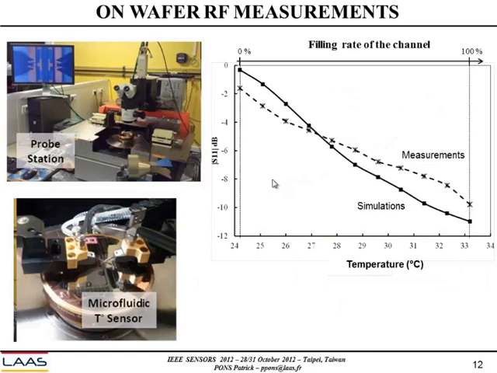We have done on-wafer probe measurement. Here we can see the RF probes and all the equipment. We have a zoom here. Here it's a check. We can apply the temperature, and here we measure the S11 parameters versus temperature, which correspond to the filling to 0 to 100%, and we can see we have a reduction of the power received here between around 0 to minus 10 dB, with a quite good comparison between measurement and simulation.